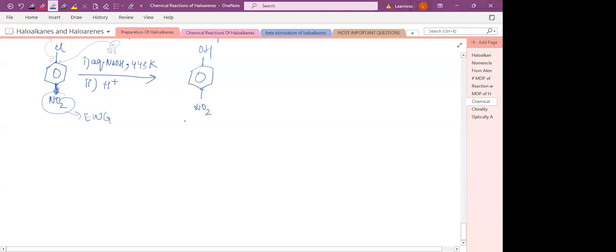So that's why I just told you the second condition: when you place the electron withdrawing group at ortho or para position, it will increase the reactivity. So under those conditions, the nucleophilic substitution reaction of haloarene is possible.